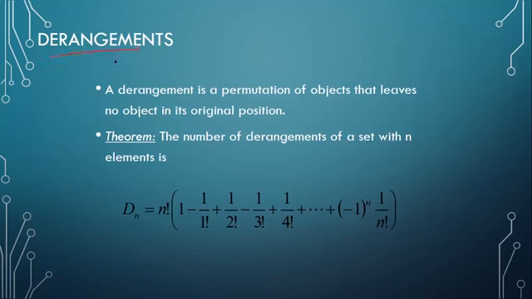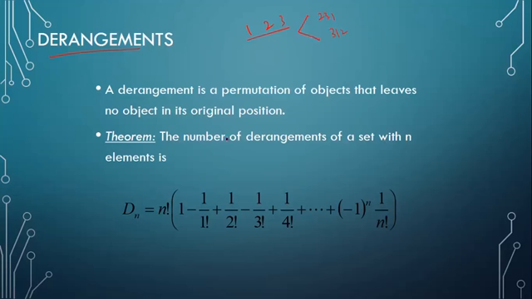So that problem is based on this concept, derangement. What do you mean by derangement? A derangement is a permutation of objects that leaves no objects in its original position. So the number of derangements of a set with n elements is given directly. We have a formula. If we have 3 elements, if I take the numbers 1, 2, 3, there are only 2 derangements. What are the derangements? 2, 3, 1 and 3, 1, 2. These are the 2 derangements. So the number of derangements of a set with n elements is given by this formula.